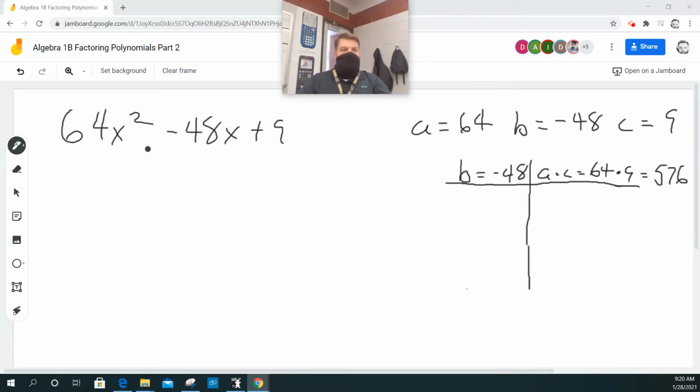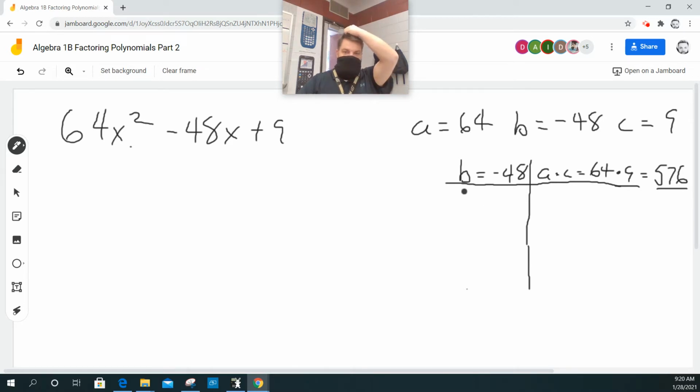All right, so we've got 64x squared minus 48x plus 9. That means that a equals 64, b equals negative 48, and c equals 9. So if I use the AC method, that means I'm going to multiply 64 times 9, which is 576.